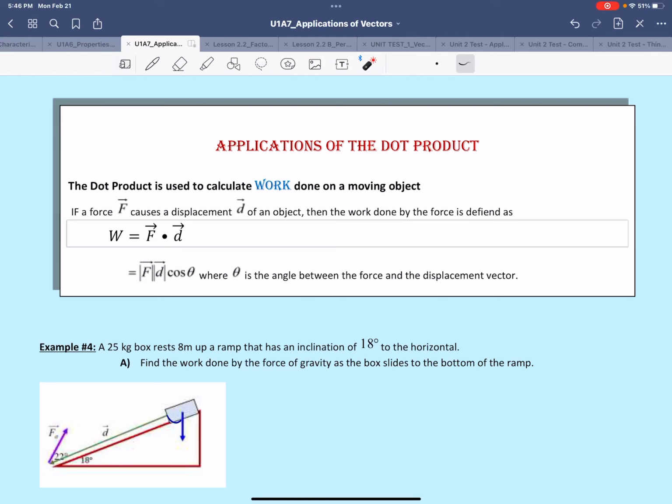Hello and welcome. Let's take a look at another application of vectors, that of a dot product, which is used to calculate work done on a moving object. If a force causes displacement of an object, then the work done by the force is defined as the dot product of the force with displacement.